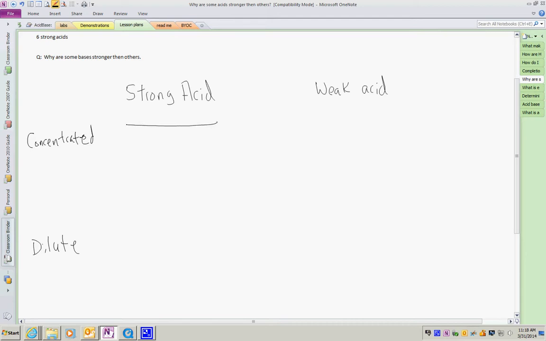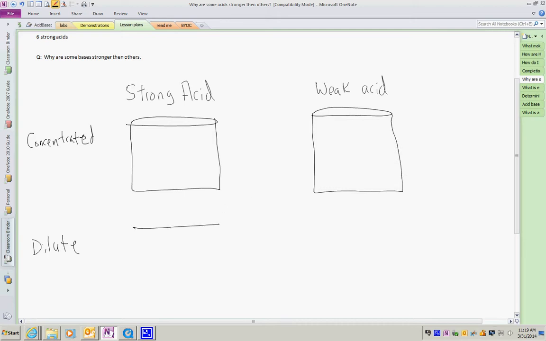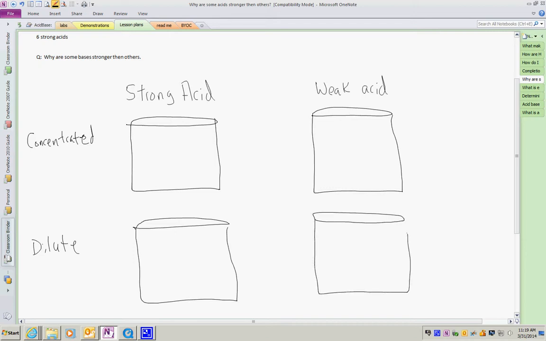If we were to draw a picture of this out right here, you could have a concentrated weak acid. You could have a dilute strong acid. And you could have a dilute weak acid. You fundamentally should know the difference between each of these.